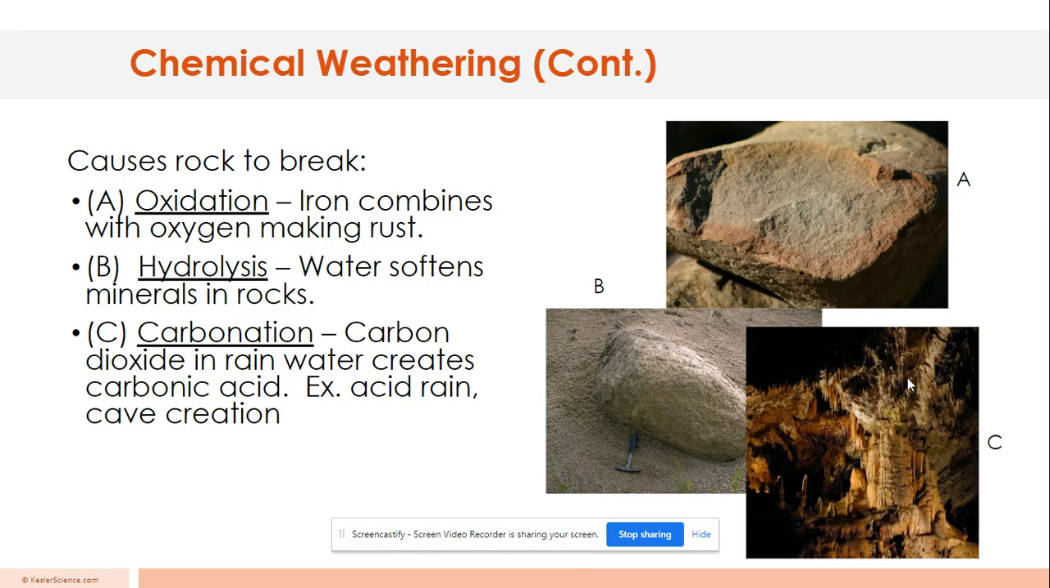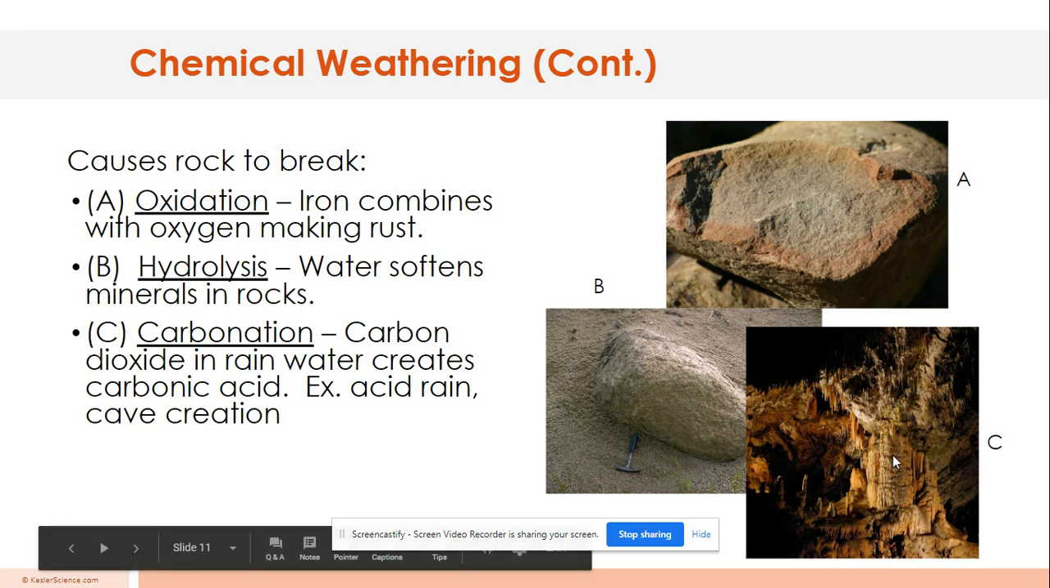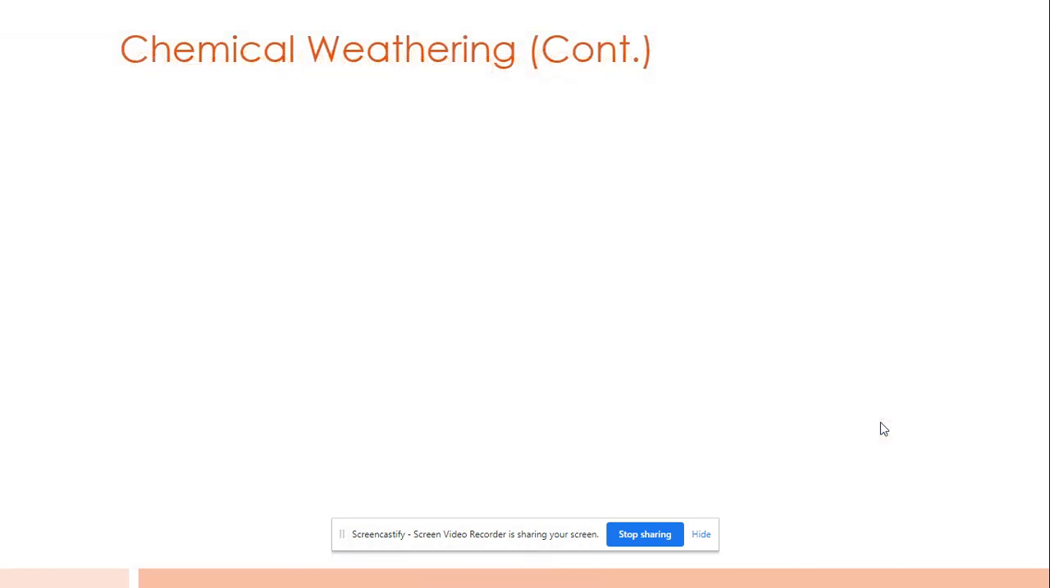And here we've got a picture of a cave, which is formed from carbonation. We know that there's carbon dioxide in the air. As it rains, that carbon dioxide and the water combine to form a slight carbonic acid. It's a very weak carbonic acid, but it does dissolve limestone. And then it makes these great features inside caverns.